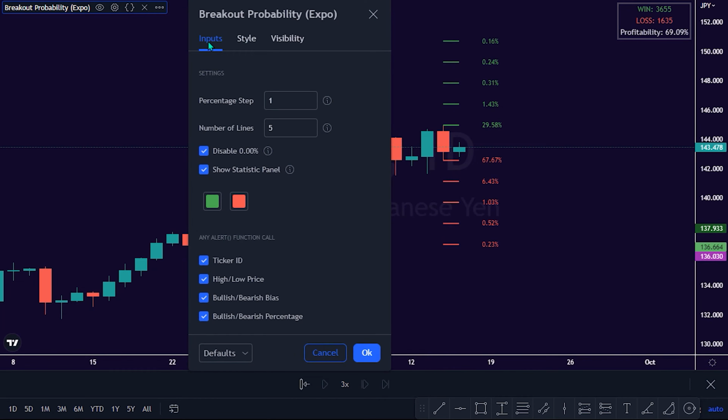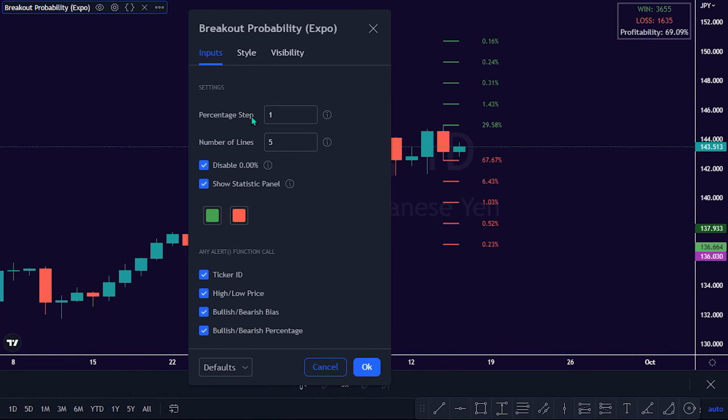Under the Input settings, there's the percentage step. By default it is set to 1. This is the space between the levels that can be adjusted with a percentage step. The 1% means that each level is located 1% above or under the previous one. Next is the number of lines. By default, it's 5. This sets the number of levels you want to display.